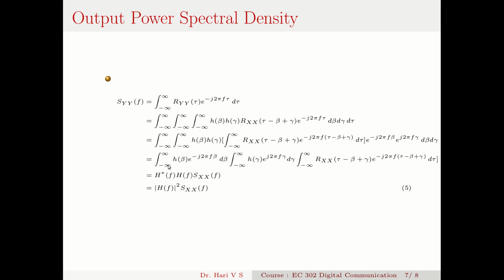Now what is this? This one is nothing but H(f), because this is the Fourier transform of h(beta). Here it is h(gamma) e raised to plus j 2 pi f gamma, contrary to the usual equation for the Fourier transform, where the negative sign is missing. This makes it H conjugate(f). If I put an additional minus sign and a minus f here, this becomes H conjugate(f). So it is H(f) H conjugate(f) Sx(f). So it is nothing but mod H(f) squared times Sx(f). This is the output power spectral density. If I integrate this output power spectral density, I will get the output power.